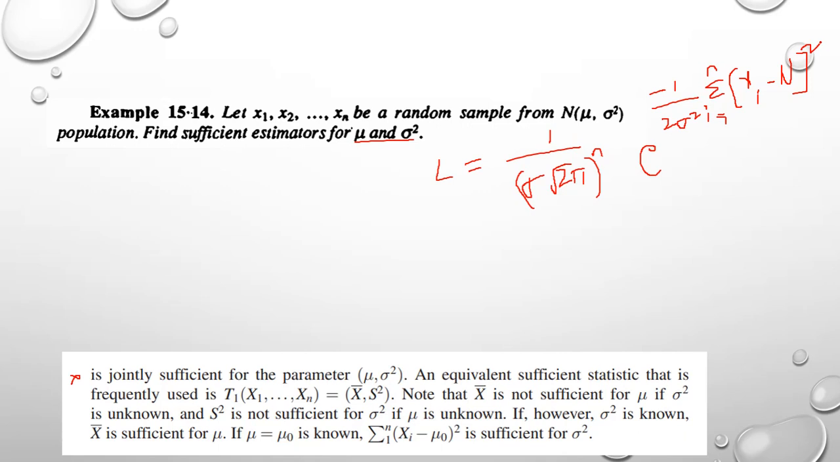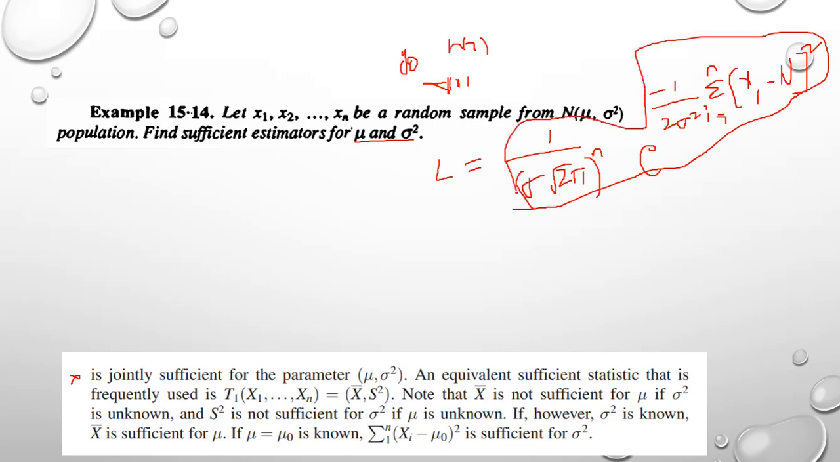By using the factorization theorem, I need g of theta and h of x. Then I need the test statistic, that is t of x. Now I am assuming this total thing, up to here, I am taking as g of theta, and the multiplier 1 I am taking as h of x.